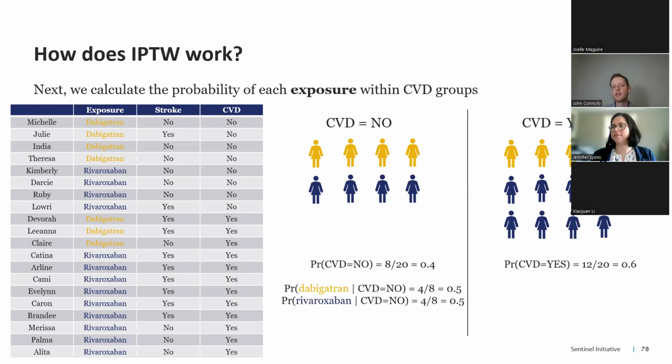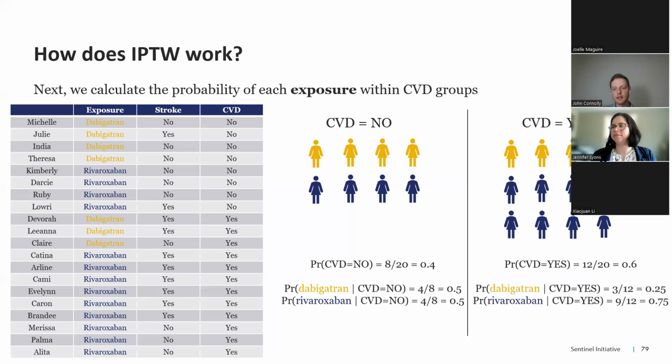The next thing we need to do in order to perform IPTW is to start calculating conditional probabilities. In this case, specifically the conditional probability of exposure within each cardiovascular disease group. Starting with the CVD equals no patients on the left, there are the 8 patients at the top of the data set, and we can clearly see that half of them were given dabigatran, 4 out of 8, and the other 4 out of 8, or 50%, were given rivaroxaban. We'll write those probabilities down right on the slide, and we'll come back to them later.